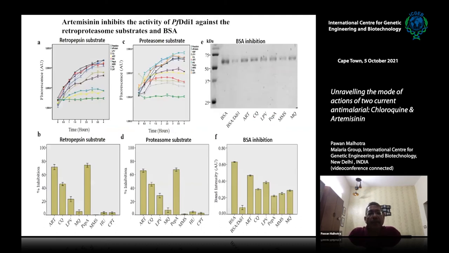Then we studied whether artemisinin inhibits the retroprotease activity of PFDD1. Indeed, we were able to show that digestion of both the protease substrate as well as the retropepsin substrate by PFDD1 is inhibited in the presence of artemisinin. So artemisinin is blocking the protease activity on these two substrates. And we could also show that artemisinin was able to block BSA digestion mediated by PFDD1. So one of the functions of artemisinin is that it blocks the protease activity of PFDD1.